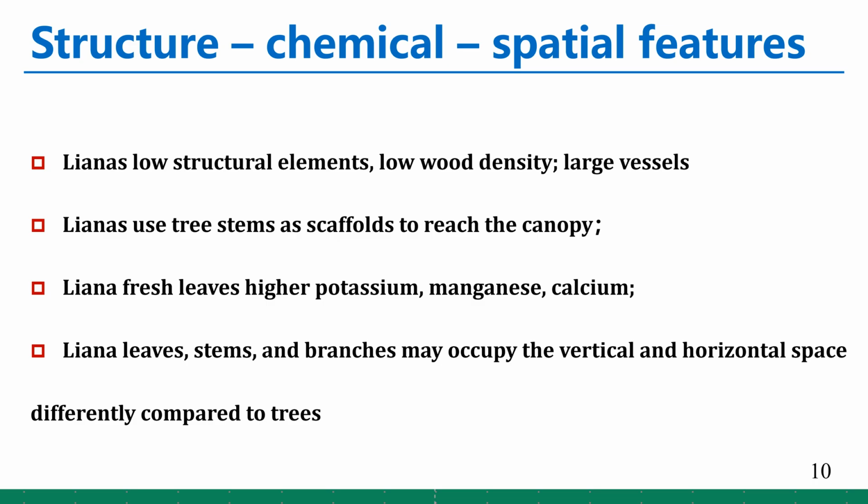Well, lianas experience different selective pressures from gravity and invest less in building structural wood, as they have a lower requirement for compressional and rotational strength. Therefore, lianas generally have relatively low wood density, which is linked to their fast growth and short lifespan compared to trees. Liana leaves, stems, and branches may occupy vertical and horizontal space differently compared to trees. They are good exploiters of space.